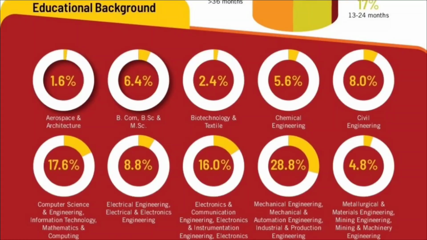If we consider it in terms of academic background, then 1.6% candidates are from aerospace and architecture, 6.4% candidates are from BCom, BSc and MSc, 2.4% candidates are from biotechnology and textile, 5.6% candidates are from chemical engineering, 8% candidates are from civil engineering, 17.6% candidates are from computer science and engineering, 8.8% candidates are from electrical engineering, electrical and electronics engineering, 16% candidates are from electronics and communication engineering, 28.8% candidates are from mechanical engineering and 4.8% candidates are from metallurgical and material engineering.